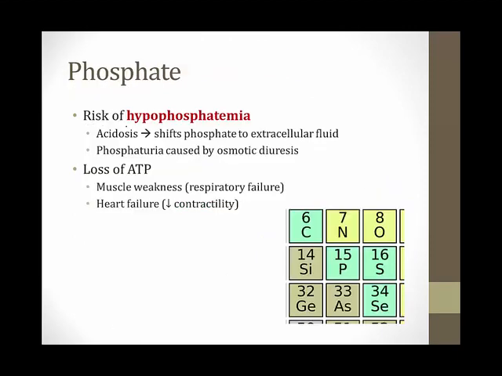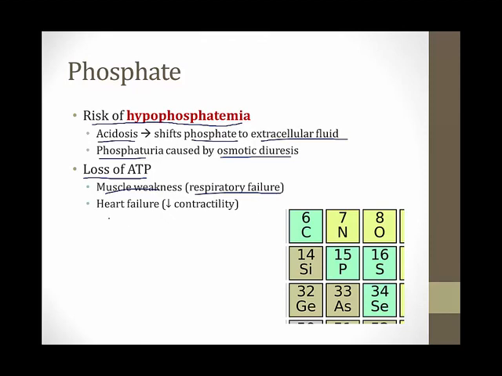As I mentioned in the concept map, there is a risk of hypophosphatemia in DKA. The acidosis can shift phosphate out of cells and into the extracellular fluid. The phosphate can then be lost in the urine. There is significant phosphaturia caused by the osmotic diuresis, and if this is severe, the phosphate level can get very low. If it gets really low, you can lose your ability to produce enough ATP. This can lead to muscle weakness, which can present as respiratory failure. A classic board question is a patient with DKA who has respiratory failure. You should always check the phosphorus level.